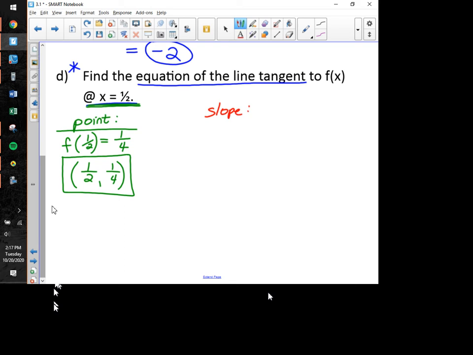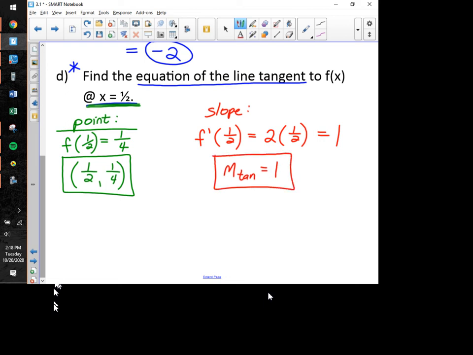And that's similar to what we just did in example C. The slope comes from evaluating not the function itself, but its derivative, everybody, at the point of tangency. So the derivative was 2x. So this derivative is going to be 2 times our x value of 1/2, which equals 1. So now we know that the slope of our tangent is equal to 1. That's the second really important thing we needed to find.